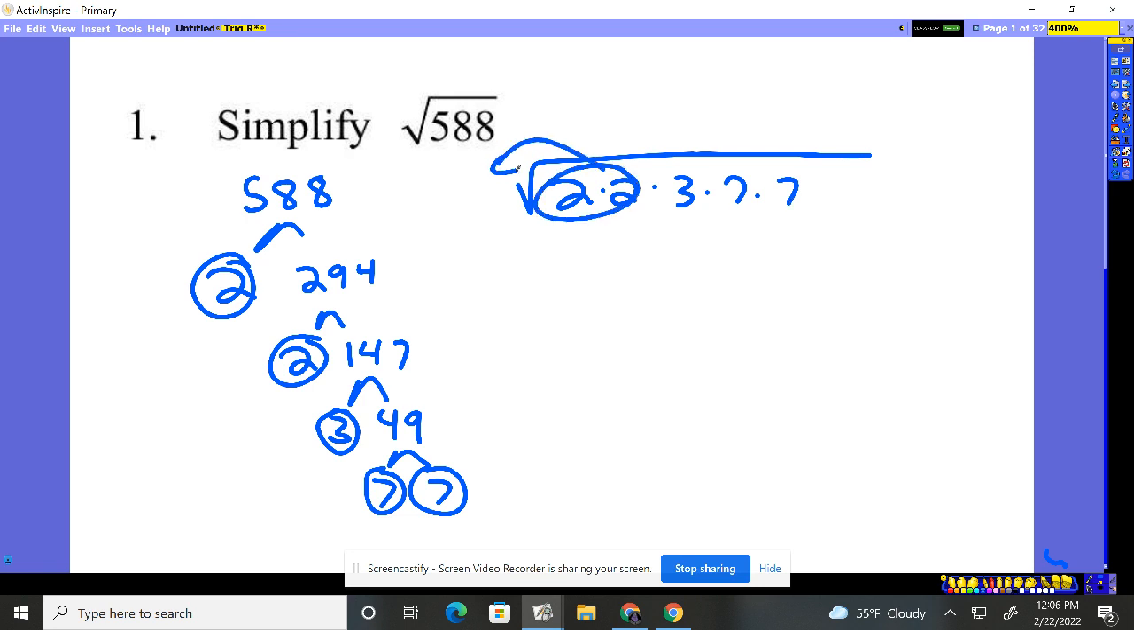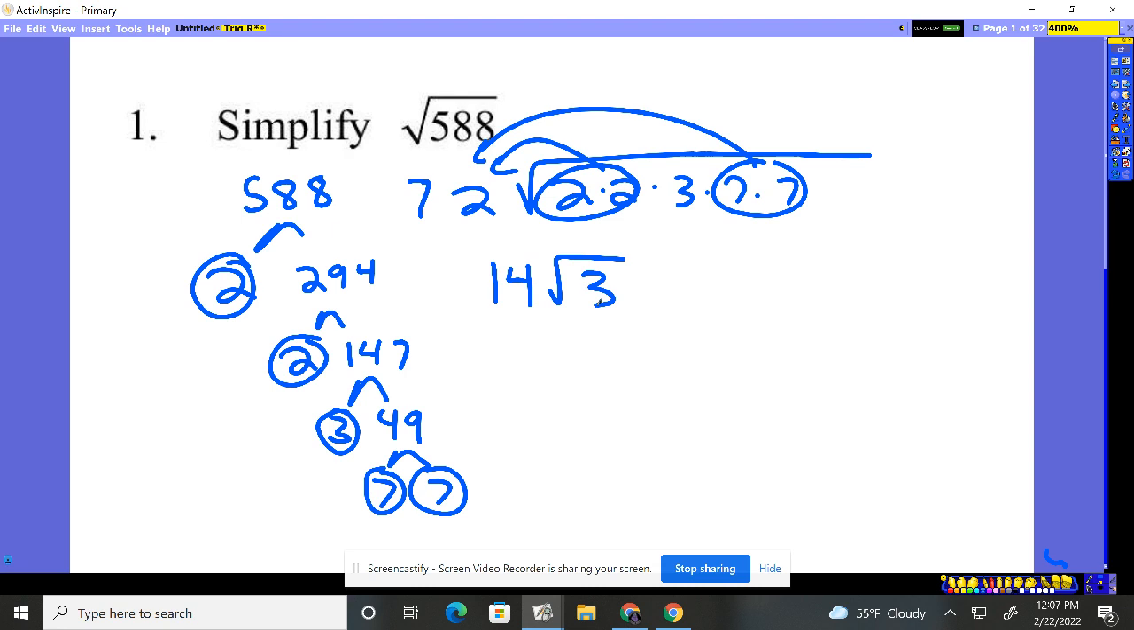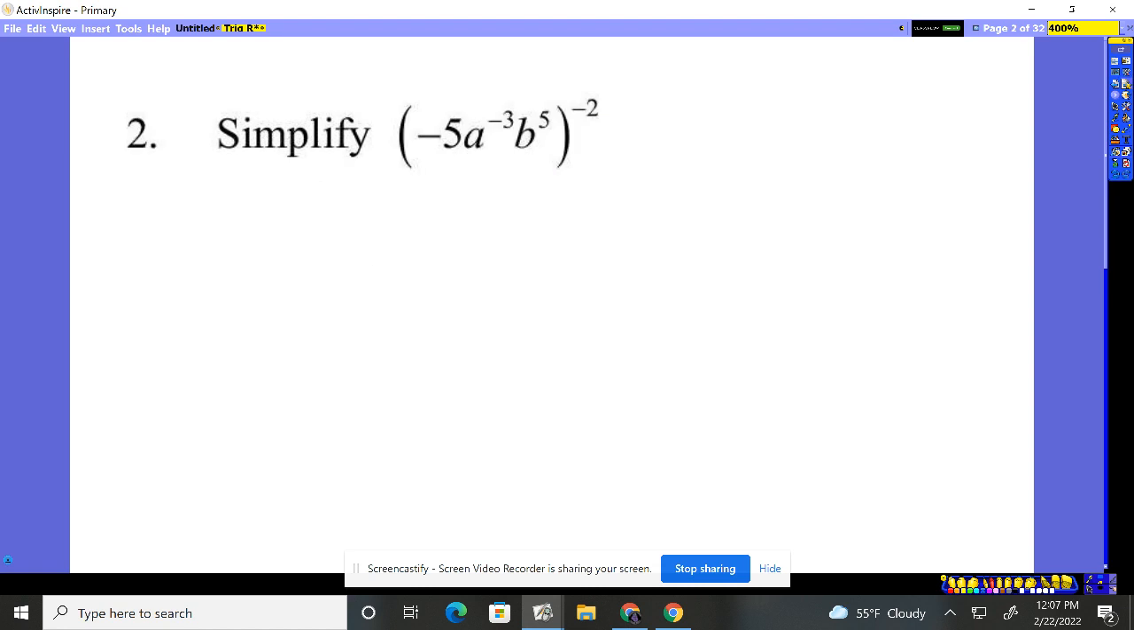Now, to come out, we need a pair. There's a pair, so a 2 will come out. It's a pair of 7s, so a 7 will come out. So we're left with 7 times 2 on the outside, so 14, with the root left behind with a 3. 14 times the square root of 3 is exactly the same as the square root of 588. Okay, it's just simplified.